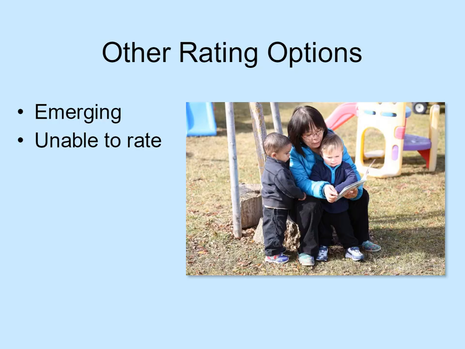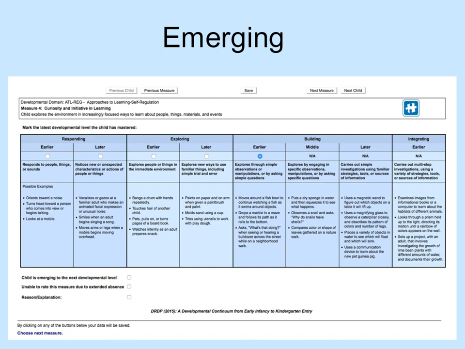Other rating options. There are two other rating options you might select: emerging and unable to rate. Let's look at each of these options in turn. Emerging. After marking the developmental level mastered, consider if the child is beginning to sometimes demonstrate behaviors from the next level. As compared to mastered behaviors which are consistent, emerging behaviors are not yet typical or consistent. If you determine that the child is emerging to the next level, mark the bubble labeled Emerging.